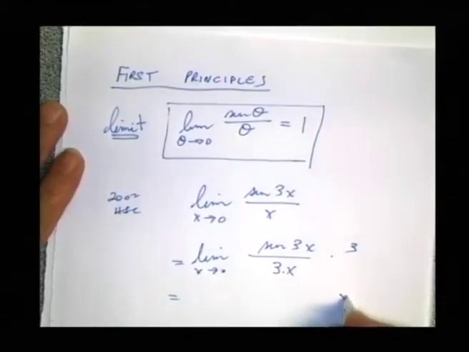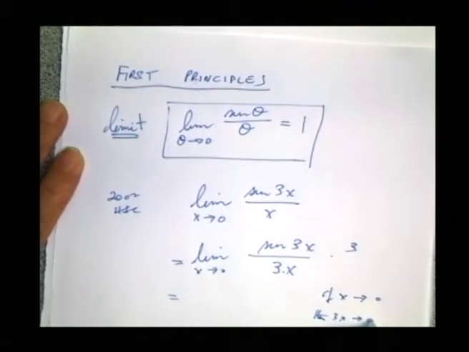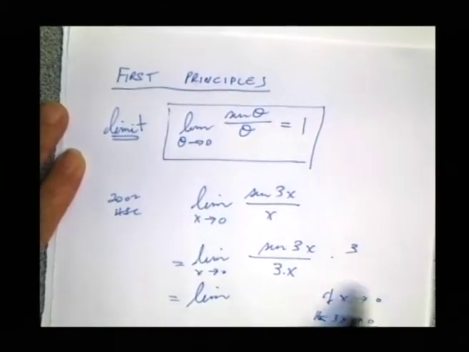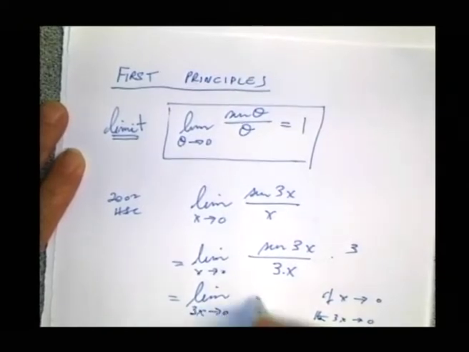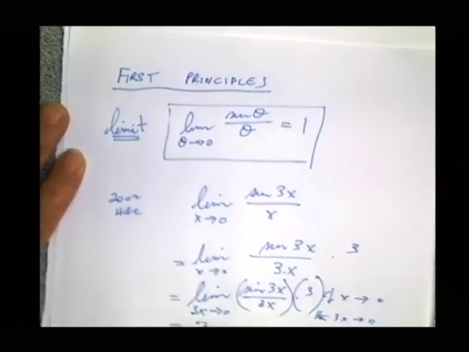So now, note, as x tends to zero, then 3x tends to zero also. In fact, it goes to zero quicker, so we'll change that. We'll put this over here to explain to the examiners what we're doing. So it's 3x tends to zero, so that's the sine 3x over 3x by 3. And the limit of that, the 3 can be taken out in the front. This is 1, the answer is 3.